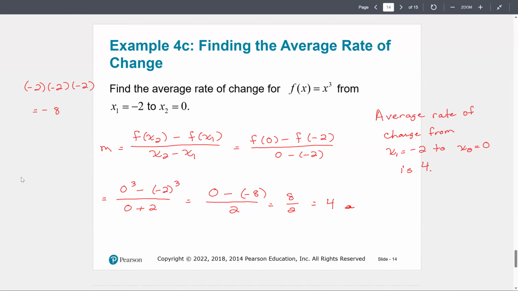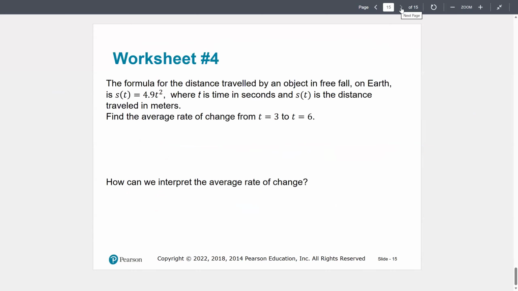Okay, so you're going to do this again. So the formula for the distance traveled by an object in free fall on Earth is s(t) equals 4.9 t squared, where t is the time in seconds and s is the distance traveled in meters. We want to find the average rate of change from t equals 3 to t equals 6. So from 3 seconds to 6 seconds. And how can we interpret this average rate of change?